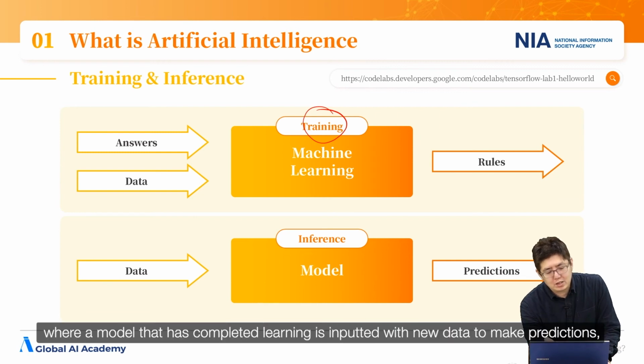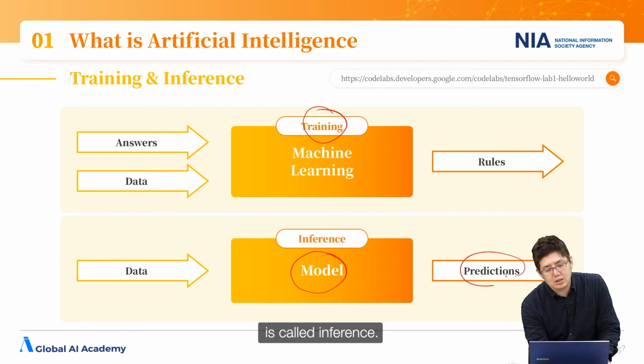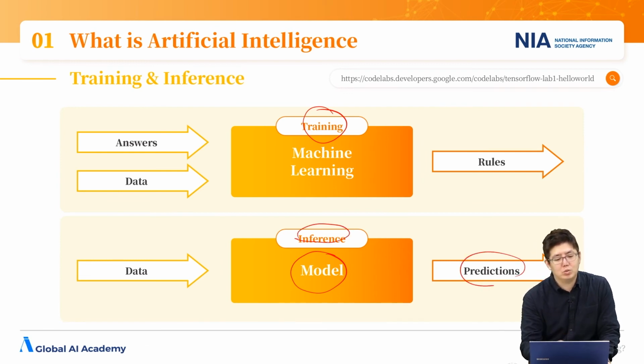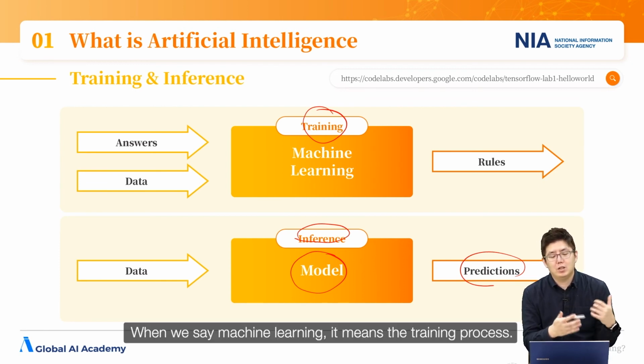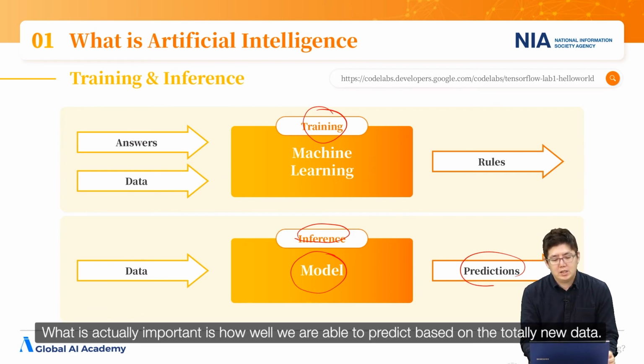Another process, where a model that has completed learning is inputted with new data to make predictions, is called inference. So there are two processes, training and inference. When we say machine learning, it means the training process. What is actually important is how well we are able to predict based on the totally new data.